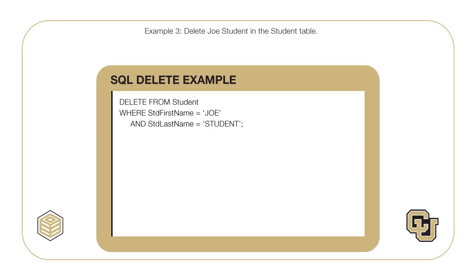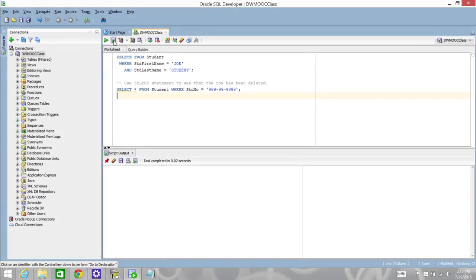The delete statement allows 1 or more rows to be removed. Now let's execute example 3 in the Oracle SQL Developer. The new row added in example 1 has been deleted. The select statement following the delete statement shows that the row was deleted.